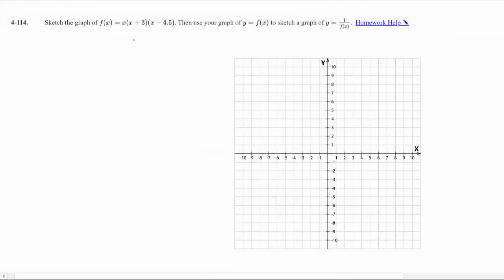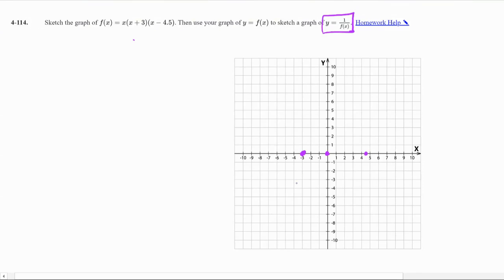Here we're asked to sketch the graph of f of x and then use that graph to sketch the inverse of f of x, or 1 over f of x, or reciprocal, I guess, maybe not inverse. So when we're doing this here, I need to first find all my intercepts. So I have x-intercepts at 0, -3, and positive 4.5.